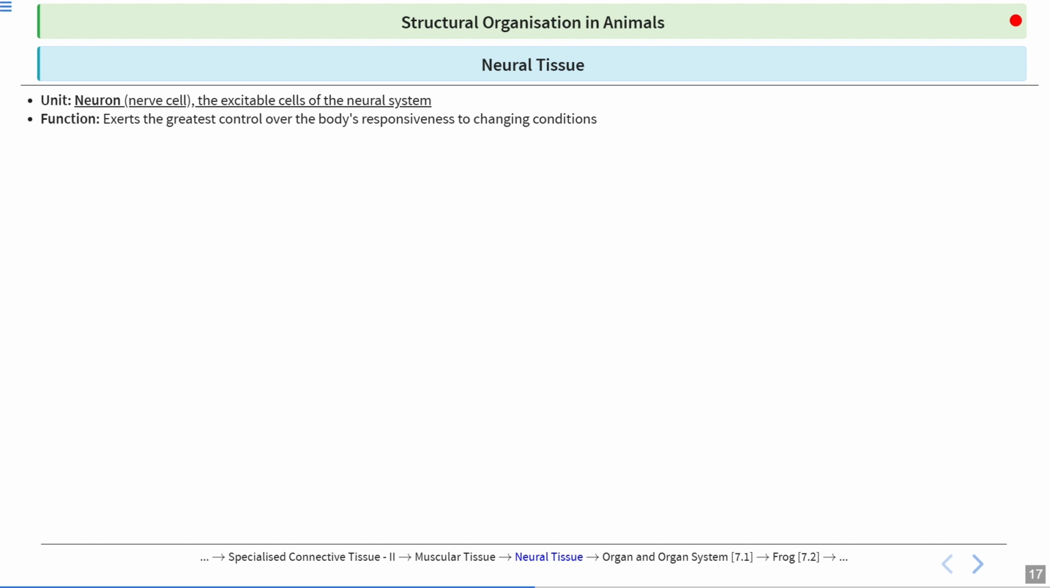So what is the function? Neurons exert the greatest control over the body's responsiveness to changing conditions. Okay, whatever the response and the stimulus that we see, right?